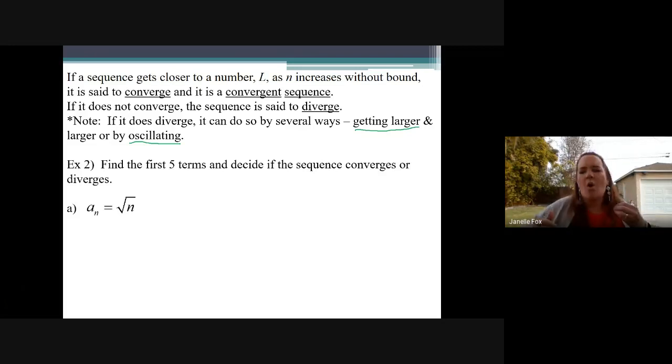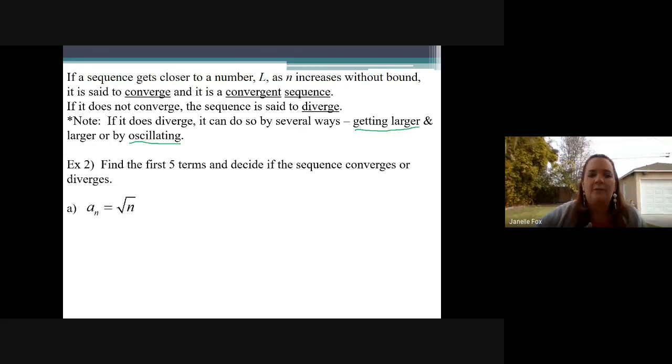So we're trying to do all these different kinds because, honestly, I should give you lots of tools, right? And if I give you lots of tools, then you're armed. You're armed to the best and you can make the best decision. So this first one right here, for example, 2 part A says a sub n is rad n.